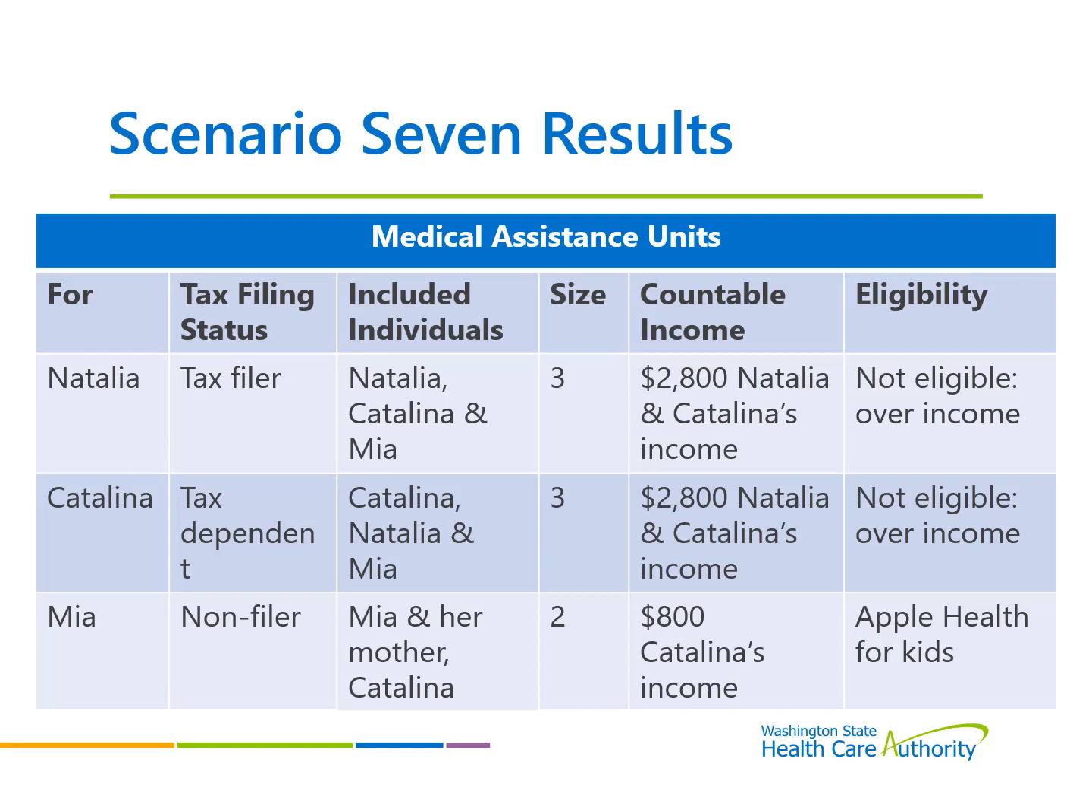Here are the results for scenario 7. As you can see in this table, Natalia and Catalina are not eligible, and Mia is eligible for Apple Health for kids.